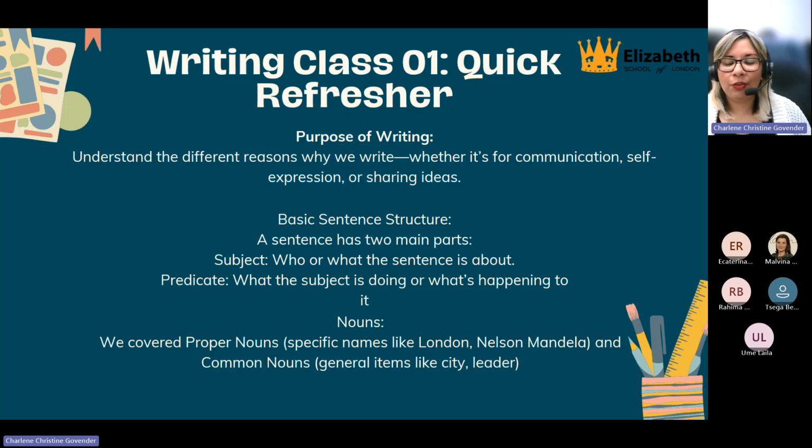Okay, so last week we had a class with Kieran, and that was a very basic step-by-step guide. We're just going to do a quick refresher. If you were not here, it's fine. You can listen on. This will go through the basics of what was covered in last week's clinic. So last week he looked at the purpose of writing, and that is to understand the different reasons why we write. Okay. So some can be for communication, self-expression, or sharing ideas.